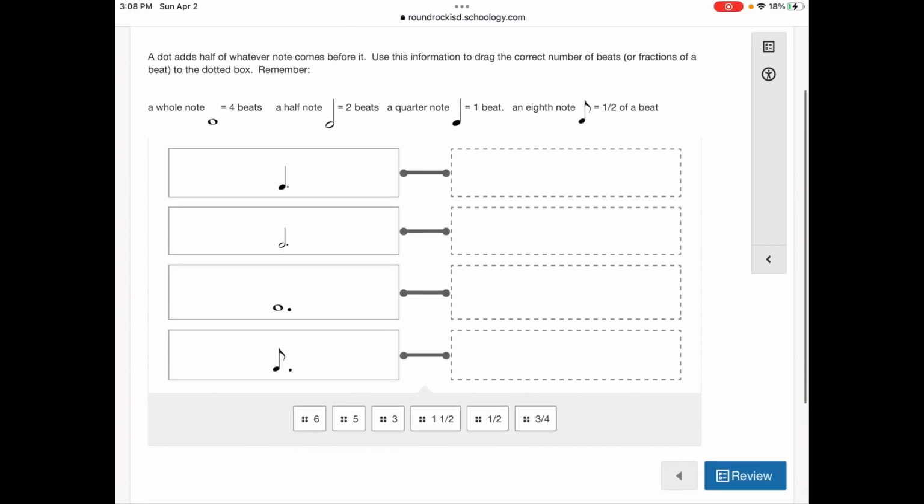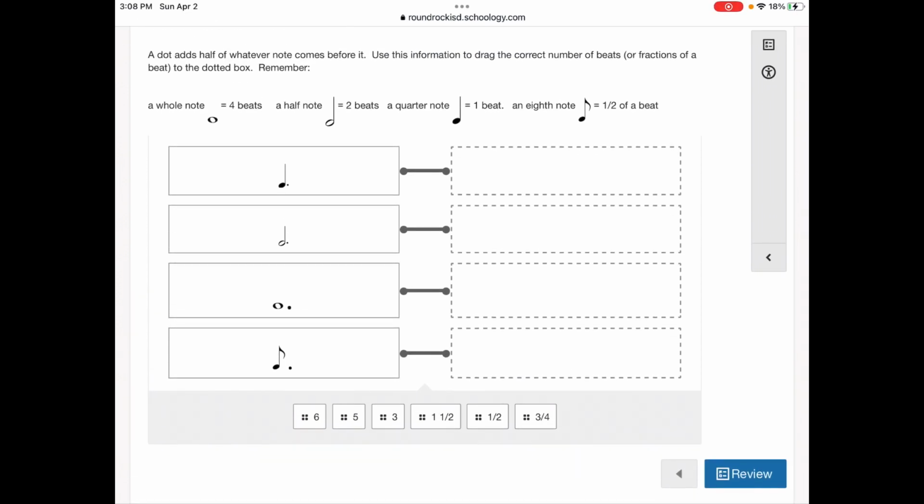Okay, so my choices are over on the left. At the top I have a dotted quarter, then a dotted half, then a dotted whole, then a dotted eighth. Like 1, 2, 3, 4, and then 1, 2, 3, 4, 5, 6 choices to drag into the boxes. That means you won't use some of the choices. So think very closely. You've got the information at the top to help you.